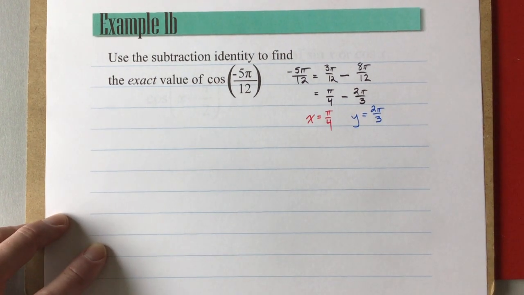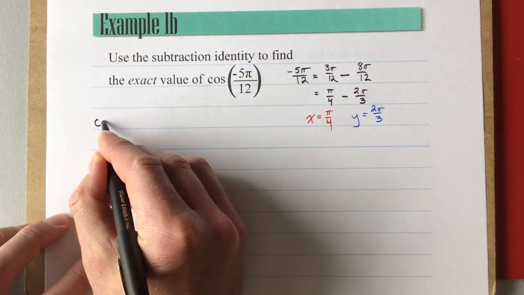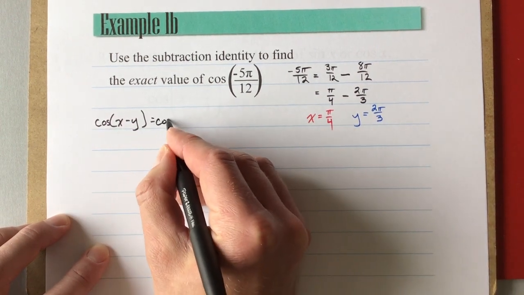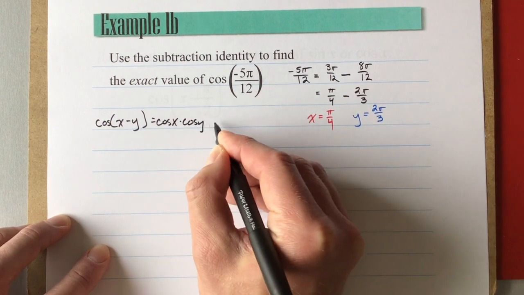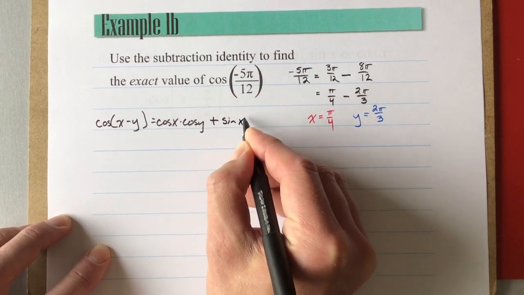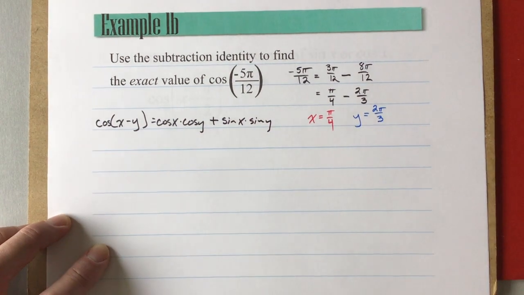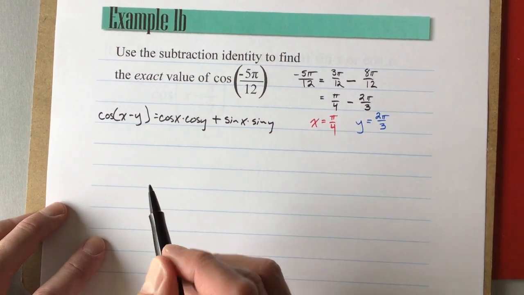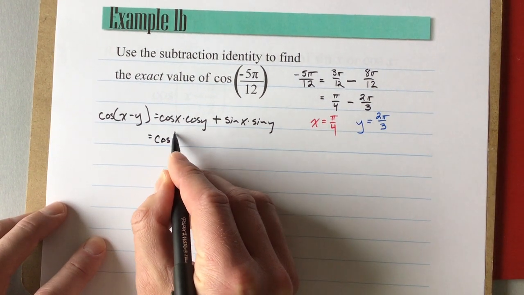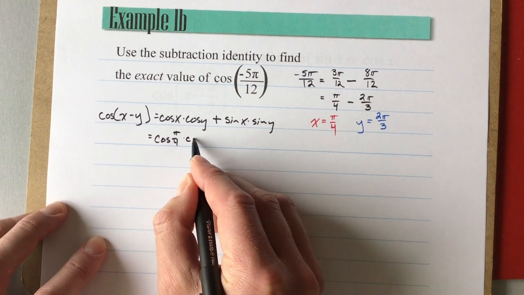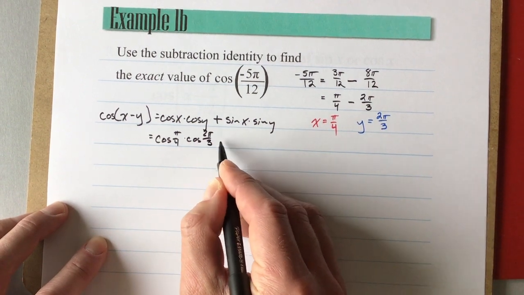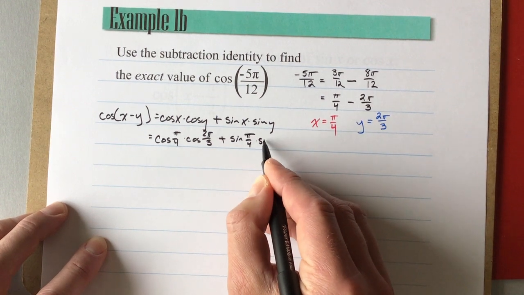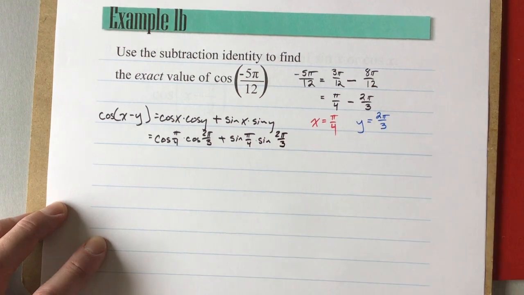I will write out the cosine subtraction identity, but I'm not going to use pretty colors like I did last time. The cosine of x minus y is the cosine of x times the cosine of y plus the sine of x times the sine of y. All x's replaced with pi over 4 and all y's with 2 pi over 3. Here we go. This becomes the cosine of pi over 4 times the cosine of 2 pi over 3 plus the sine of pi over 4 times the sine of 2 pi over 3.